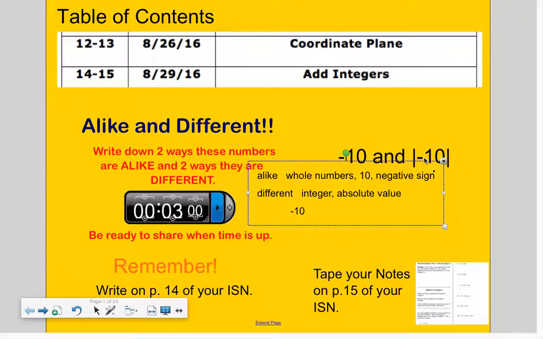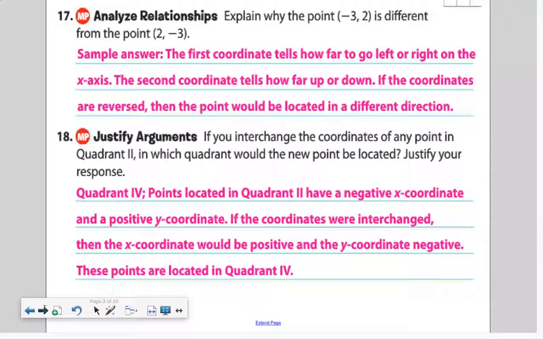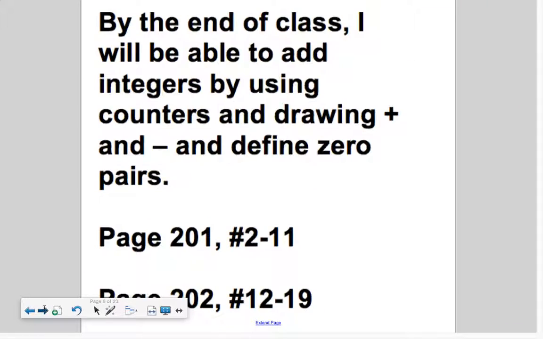But what is the absolute value of negative 10? What's the distance of negative 10 from 0 on the number line? How far is negative 10? How many units away? It's 10 units. So they both have different values. So that is our number routine. So let's get to our do now.